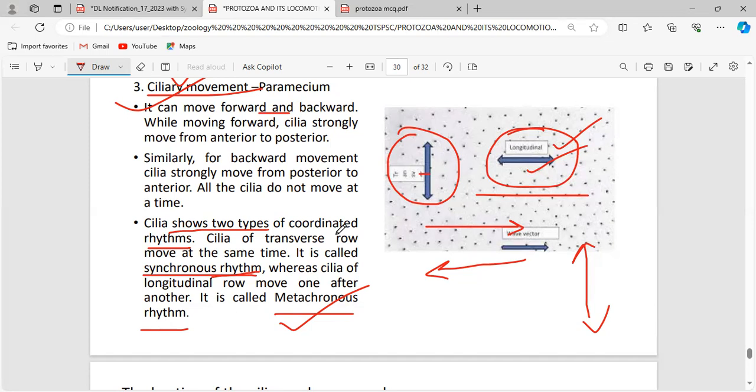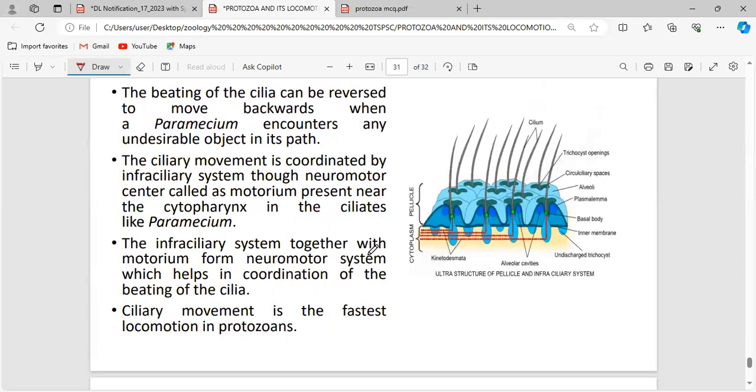Clear? Okay. And another important thing is, the ciliary movement is coordinated by the infraciliary system. In connection with this infraciliary system, you need to know about the kinetosome and kinetodesmata. These are all the major important things in the infraciliary system. These are the kinetosomes.